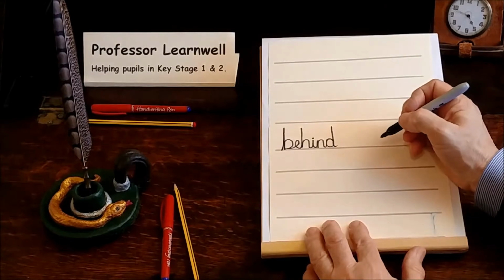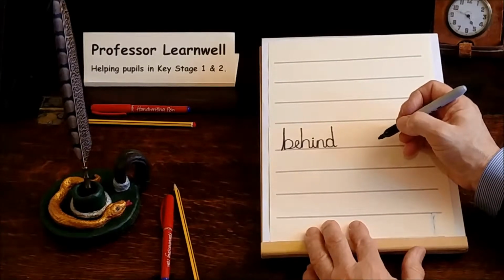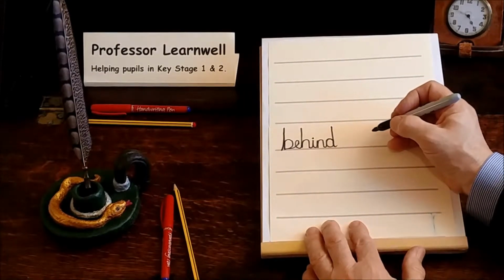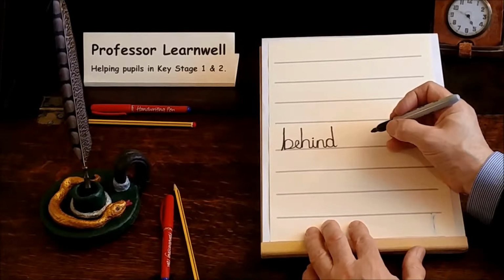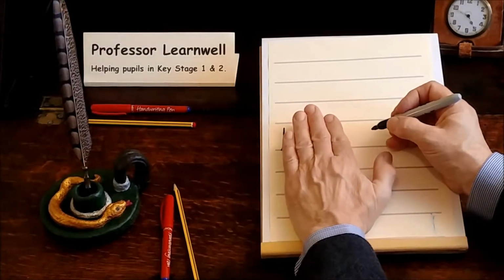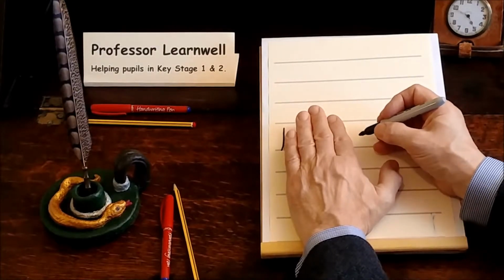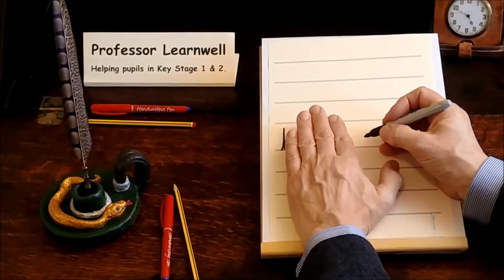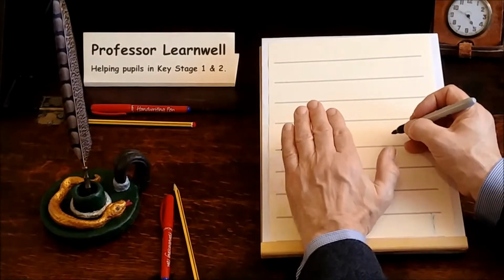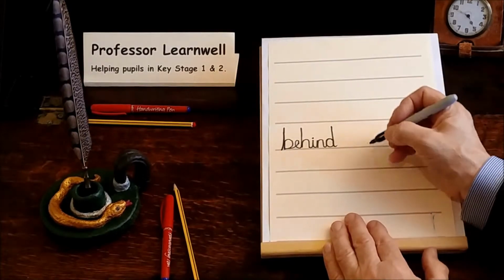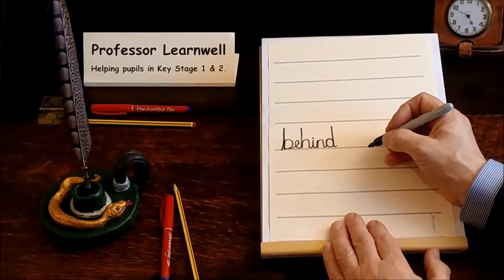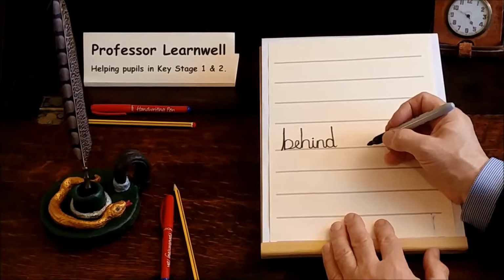So, our look, cover, write and check method is we look at the word, say the letters B, E, H, I, N, D, cover. Now, I always recommend saying them again in your mind, B, E, H, I, N, D, then trying to write them. So you might wish to pause the video at this point if you're trying this at home or in the classroom. And once you've written the word, you lift your hand and check. And if you didn't get it quite right, then have another go. Repeated practice will help.